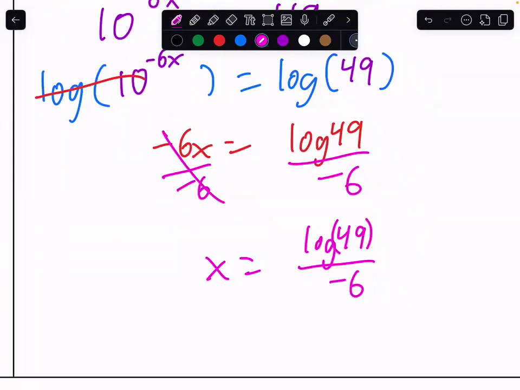The entire logarithm is getting divided, not just the 49. So again, when you type this into your calculator, you want to make sure you close the parentheses on the 49 before you divide by the -6.